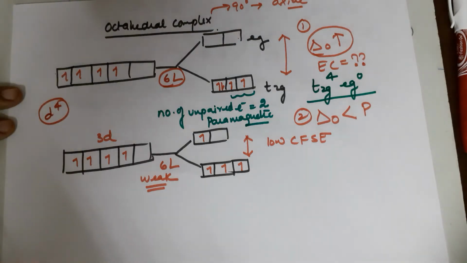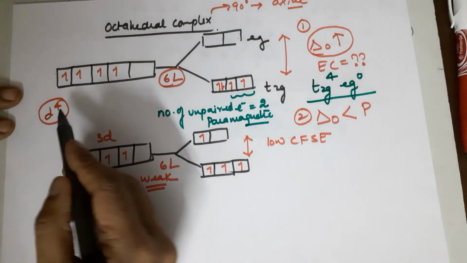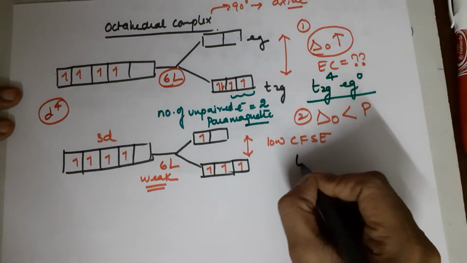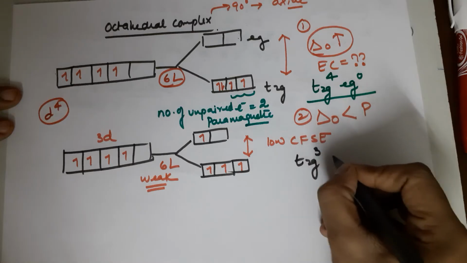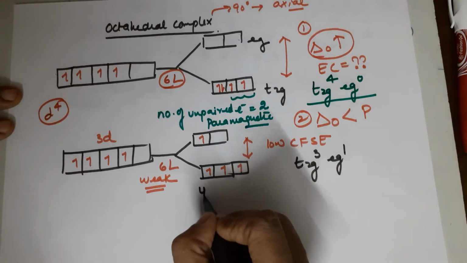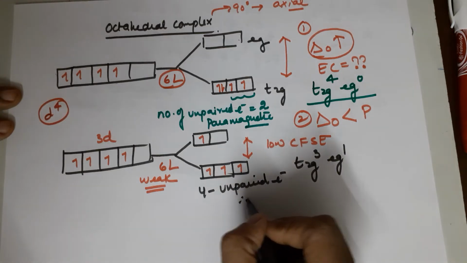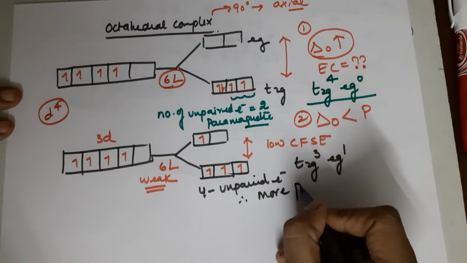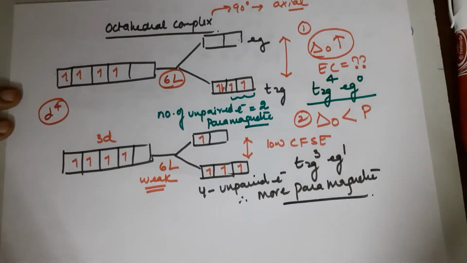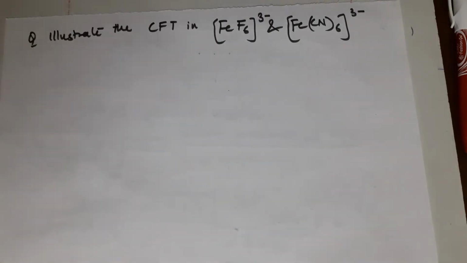So if you are asked to write the electronic configuration for such a case where you have d4 configuration and delta naught is less, your way of writing would be t2g has 3 electrons and eg has 1 electron. Now in this case you have 4 unpaired electrons, therefore this becomes more paramagnetic. Is that clear? Let us do a question to understand it better.